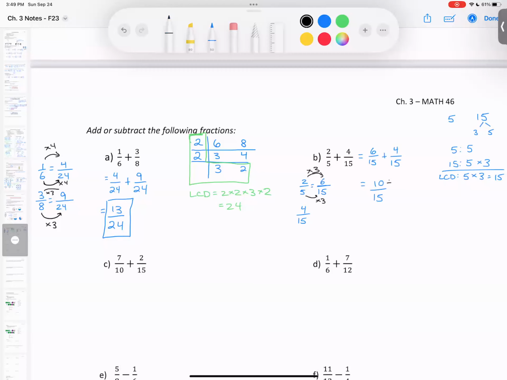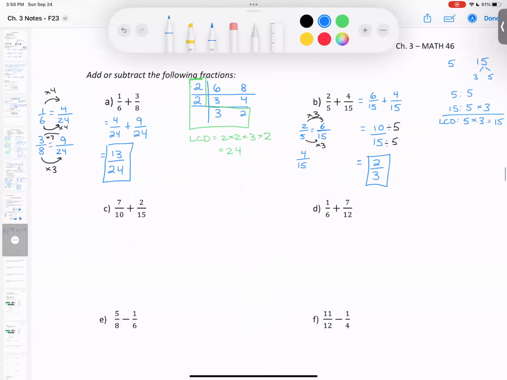Here, both of these are divisible by 5. And remember, I could figure out the GCF if I want. You'll find it's 5, and that'll tell you what to simplify by. So this is going to give me 2 over 3. My final answer here would be 2 over 3. Let's do a couple more together.